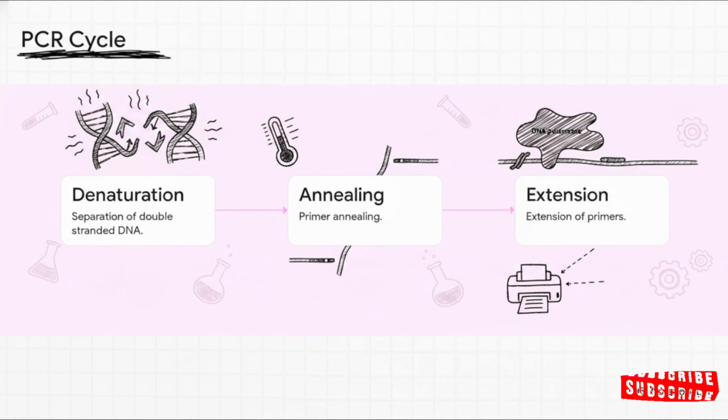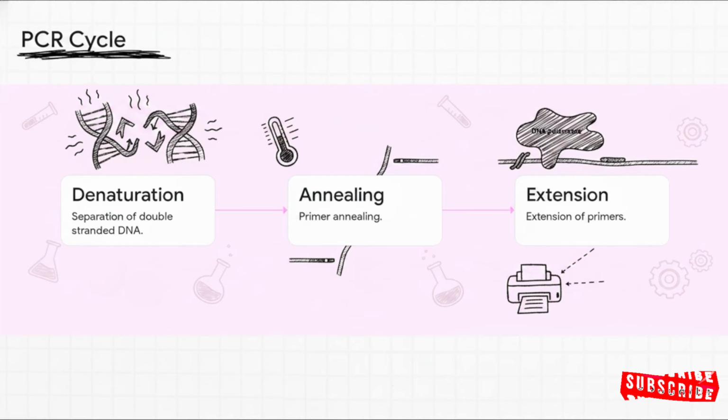Now, sometimes, before we can even begin all of this, we need a much larger sample of our desired DNA. Enter the polymerase chain reaction, or PCR for short. It essentially acts like a biological photocopier in 3 steps: denaturation, primer annealing, and extension of primers.